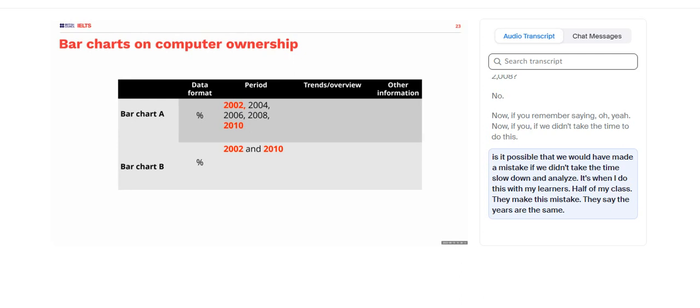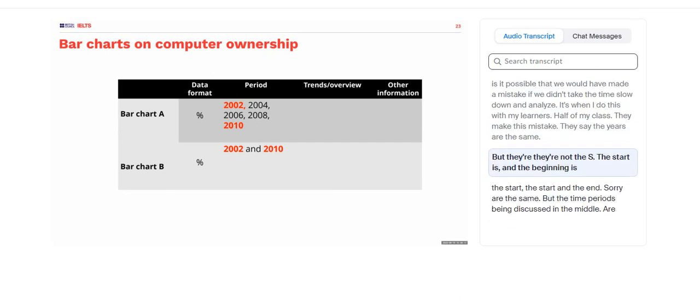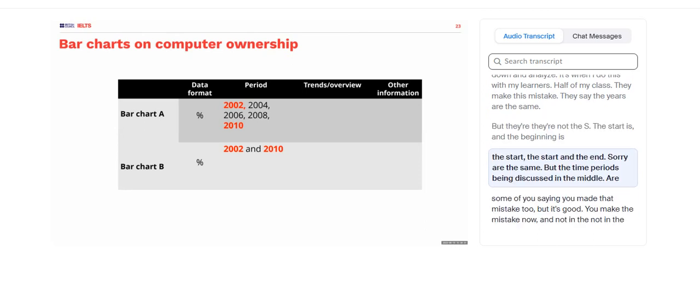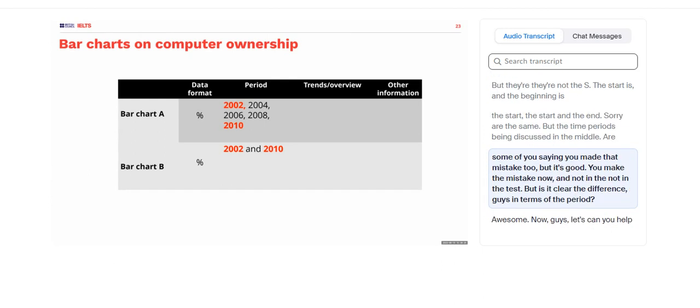And when I do this with my learners, half of my class, they make this mistake. They say the years are the same, but they're not. The start and the end, sorry, are the same. But the time periods being discussed in the middle are not. Some of you are saying you made that mistake too, but it's good you make the mistake now and not in the test. But is it clear the difference, guys, in terms of the period?